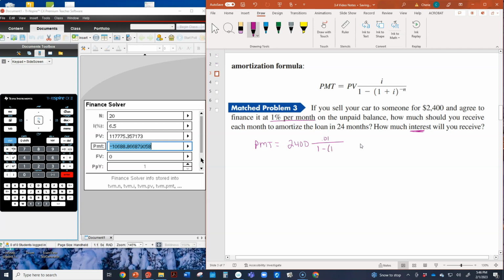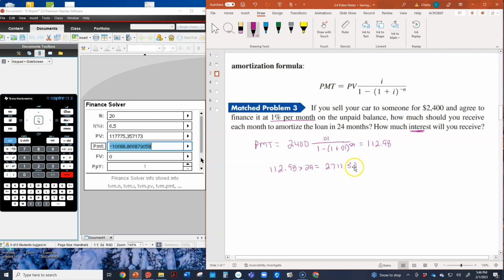So that was just a given piece of information. Normally we have to calculate it. The formula right here just calls for the interest raised to the negative 24. You type that in the calculator and you're going to get $112.98. So that's the payment that you're going to have. If you take that dollar amount and multiply it times 24, you're going to get $2,711.52.